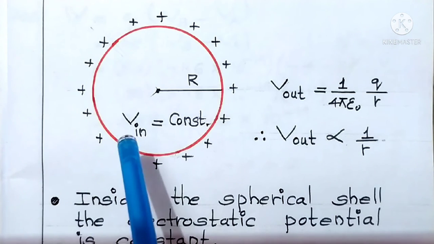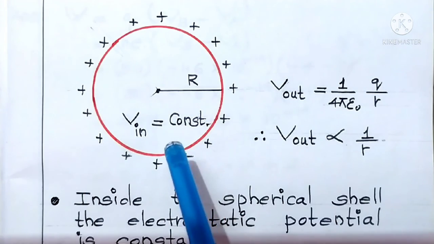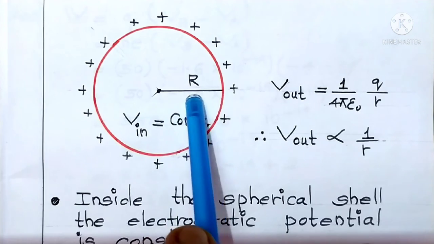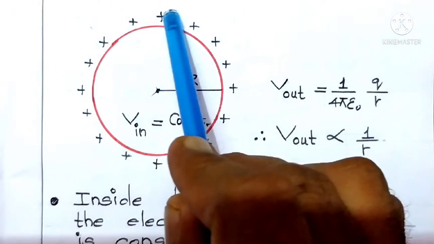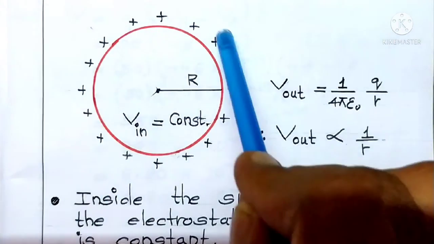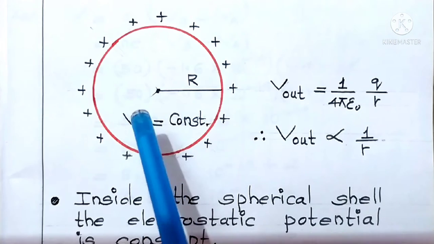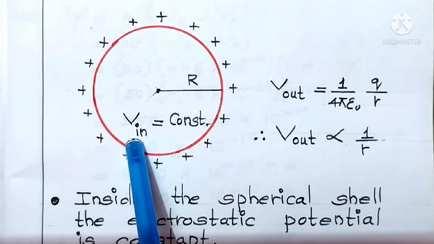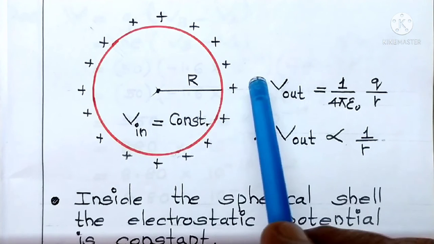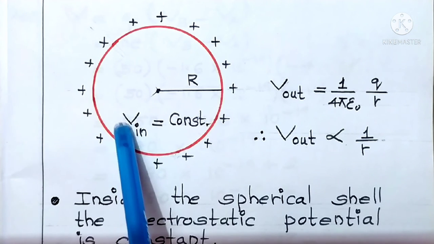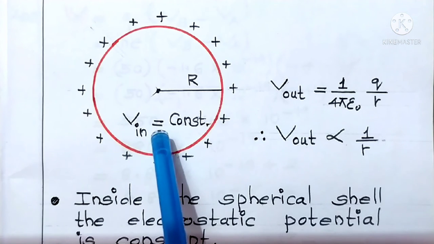Now, for better understanding, a spherical shell is drawn. Here, this capital R represents its radius. The charges are located on its surface. So, within a spherical shell, the electrostatic potential remains constant. It neither decreases nor increases, it remains constant. That's why it is written V in, that is electrostatic potential inside the spherical shell is constant.